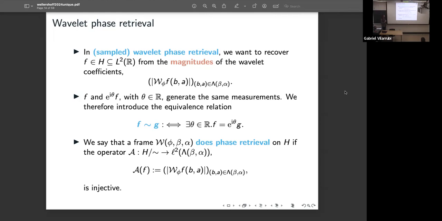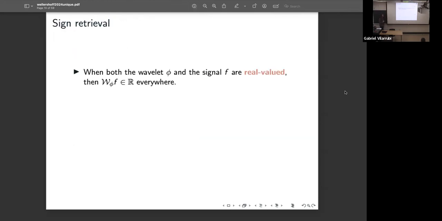Great. Okay, so there is actually one more slide of introduction, which is that what we're mostly going to do today is, technically, phase retrieval, but we will also refer to it as sign retrieval because, strictly speaking, it's a bit of an easier problem than the full phase retrieval problem. So how come? If both the wavelet phi and the signal f are real valued, then it's not very hard to see, just from the definition of the wavelet transform, that the wavelet transform is real valued everywhere. So if you take the magnitude of something real valued, you're of course not discarding phase information, you're only discarding the sign.